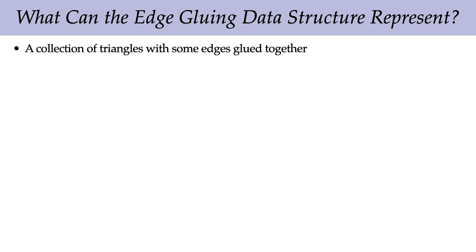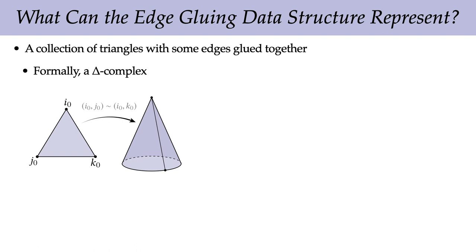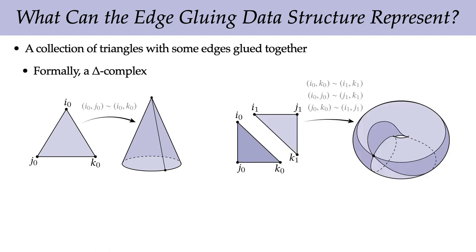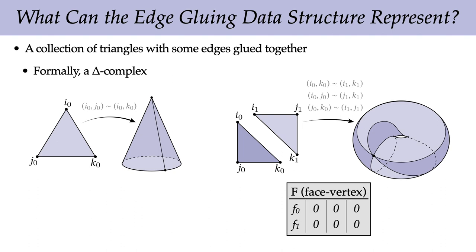Well, we can take a collection of triangles and glue their edges together to create a surface. Formally, this is known as a delta complex. At first glance, this sounds exactly like the sort of thing that we represent every day using vertex-face adjacency lists, but there's a key difference. In a delta complex, the vertices or edges of a single triangle can get glued together. For example, we can glue two edges of a triangle together to form a cone, and we can even construct a torus using just two triangles and one single vertex. If we try to represent this torus by its adjacency list, we just get an array of all zeros, which is not very informative at all.